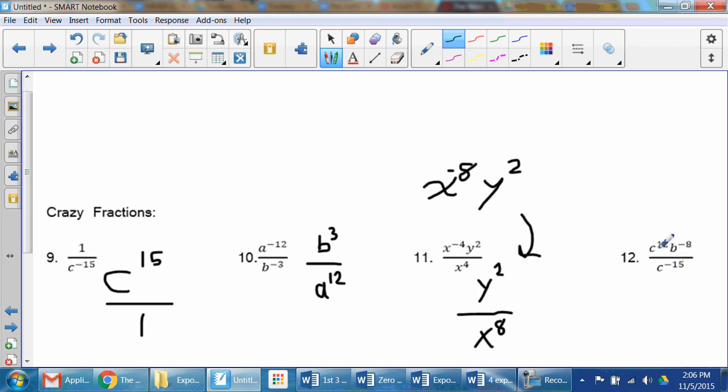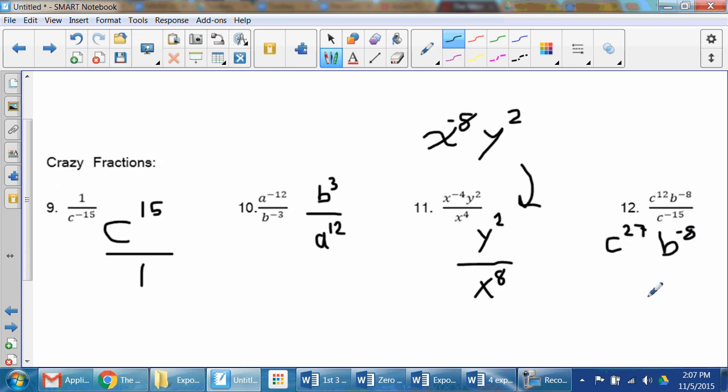For number 12, here I've got c to the 12th, b to the negative 8th, c to the negative 15th. 12 minus negative 15 gets me c to the 27th power. And then I've got b to the negative 8th power. Now I can't have b to the negative 8th, so that one's got to go underneath. My final answer for number 12 is c to the 27th over b to the 8th power. That's my final answer here for number 12.